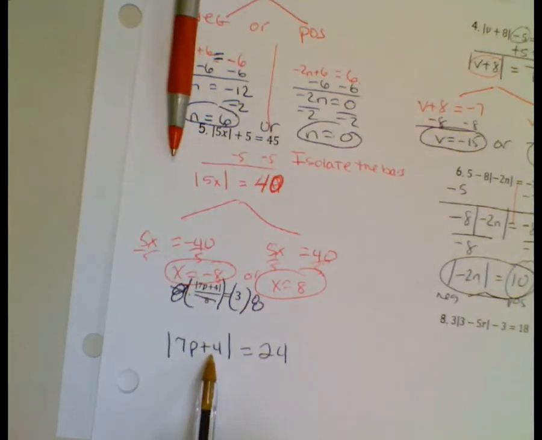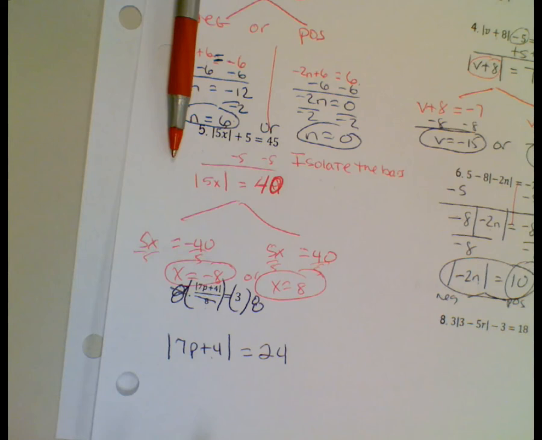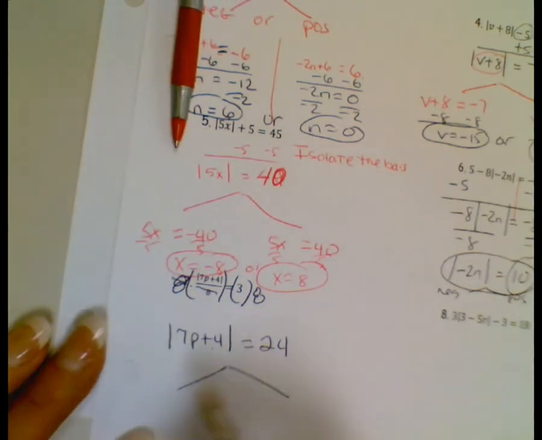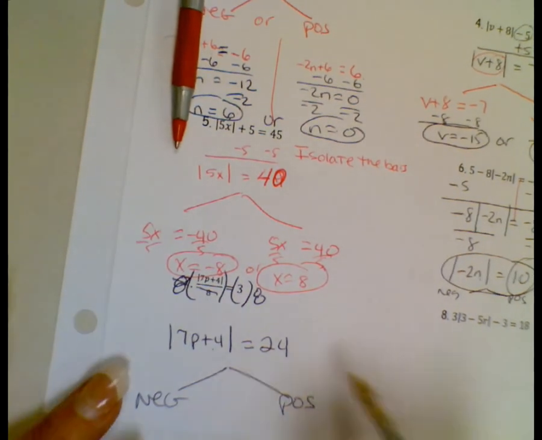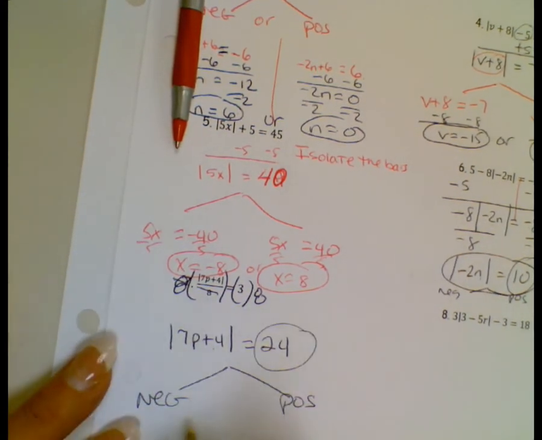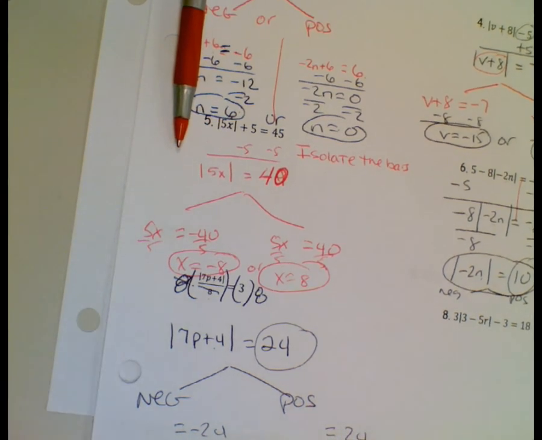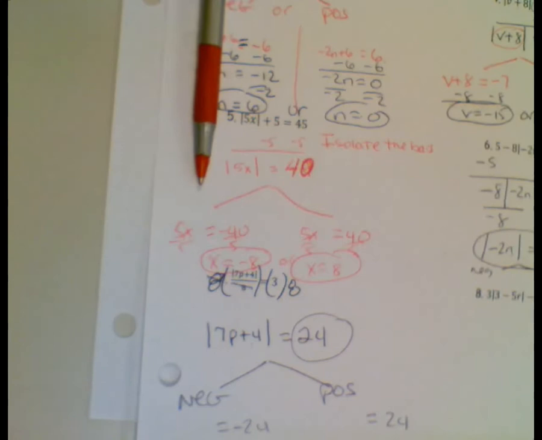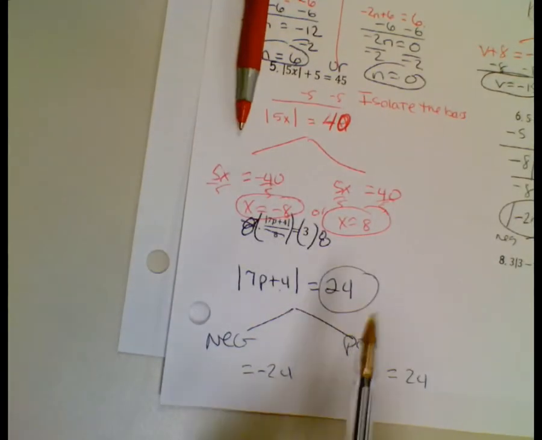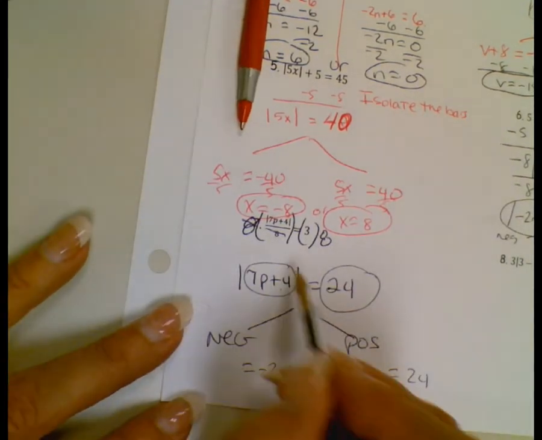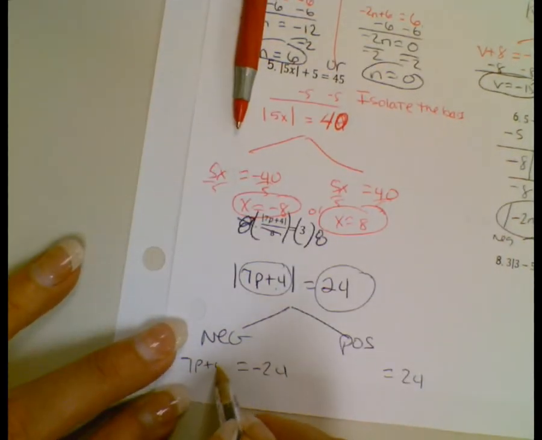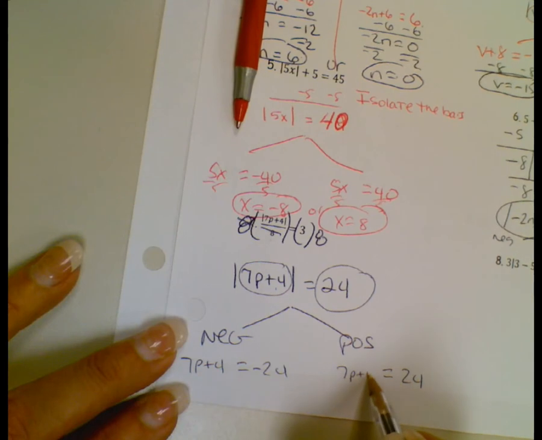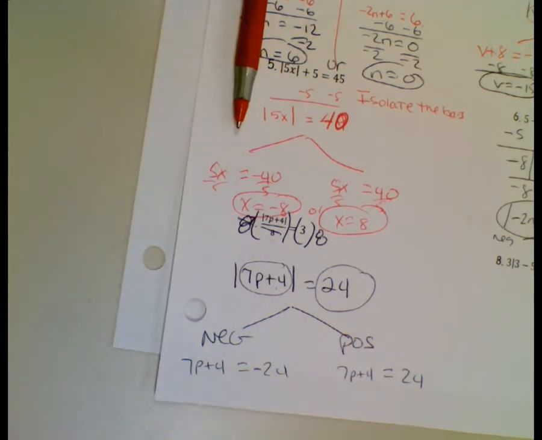Because of the plus sign, you will have 2 different looking answers. So we are going to set this up into the negative and the positive. What's negative? The 24 is not the part in the bars. So it's equal to -24 and equal to +24. Negative and positive is the number on the outside. The part that doesn't change is the part in the bars. So as the bars release, that part is unchanged. 7p plus 4, 7p plus 4.